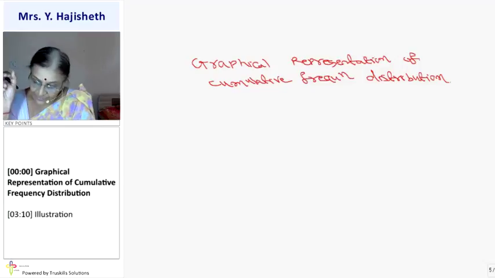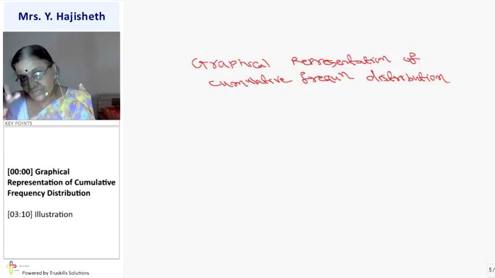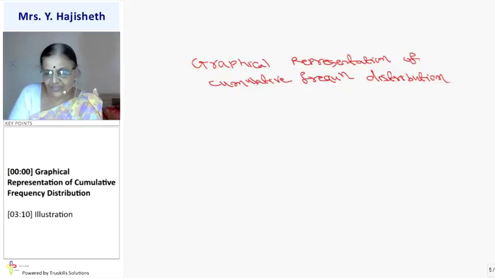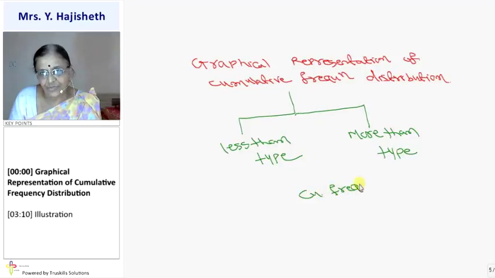In 9th standard, we have represented data through bar chart, histogram and frequency polygon. But now, in 10th standard, we represent the cumulative frequency distribution graphically. There are two types of cumulative frequency distribution. One, less than type, and second is more than type.